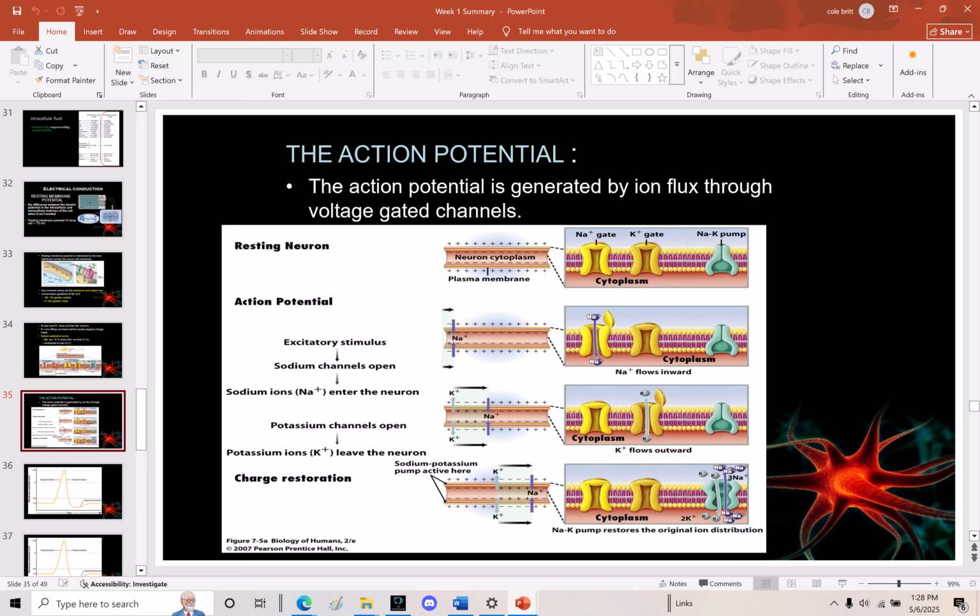Again, I thought I had another picture up here, but it's not. But all the sodium coming in is what's going to increase. Here you go. All the sodium coming in is going to increase the potential, make it less negative. Okay.